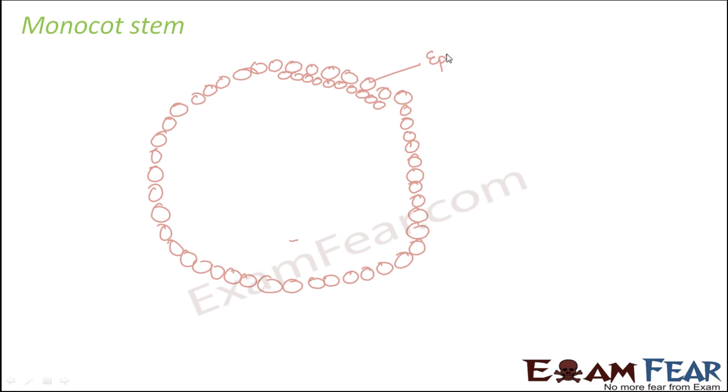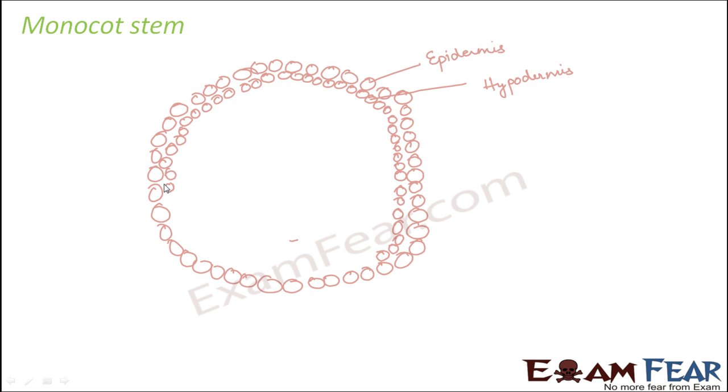So this is epidermis and this layer is hypodermis. So this is also present throughout under the epidermis. Now here again the function of epidermis is to prevent water loss, to prevent infection, to protect the stem from all external damages and infection.